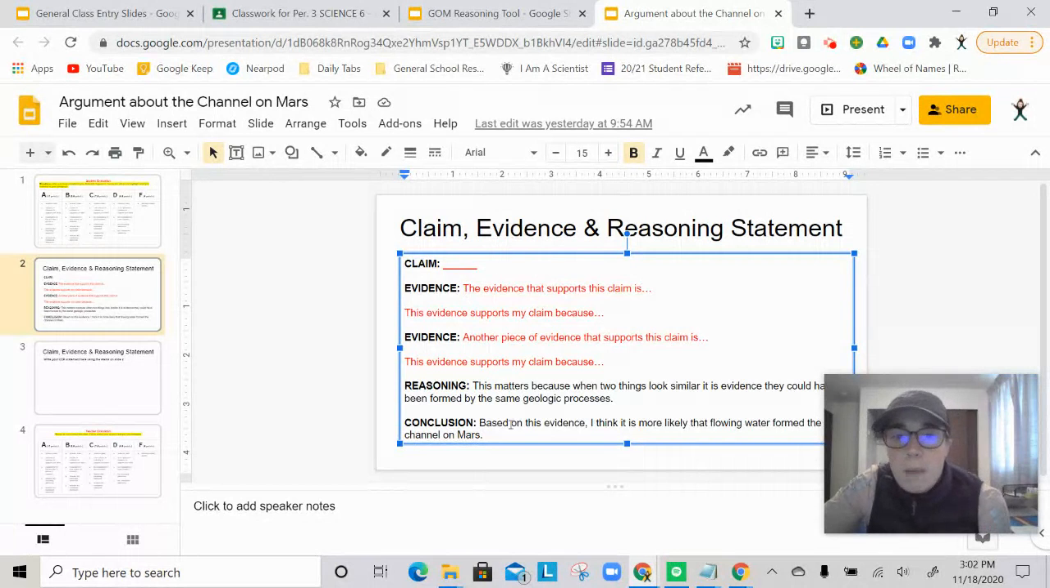Your reasoning statement and your conclusion statement are in black because you're not writing them. They're given to you. Your only job is to copy and paste them from slide 2 onto slide 3. Whether you use 1 piece of evidence or 2, you're just using 1 reasoning and 1 conclusion because the reasoning is the same for both pieces of evidence. So if you use 2 pieces of evidence, you don't have to state the reasoning twice.